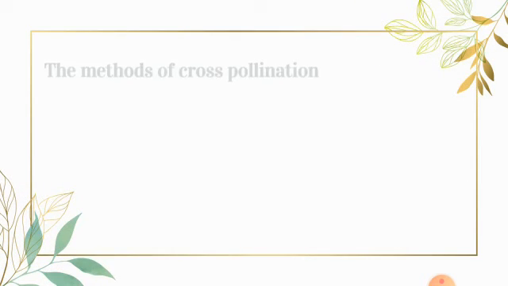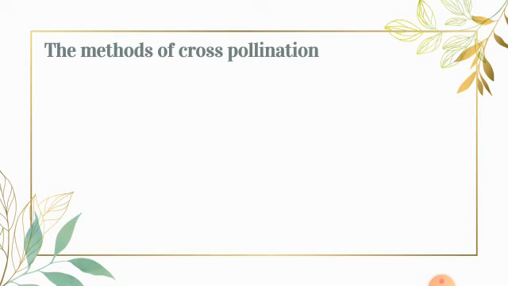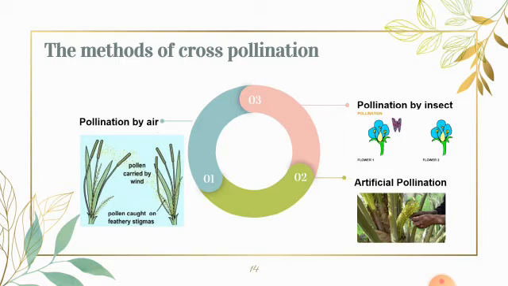Cross-pollination has three methods. First, pollination by air, which in order to happen, the anther has to be hanging to be easily opened by air, and the stigma must be feathery and sticky to catch pollen grain. Second, pollination by insect, which requires the pollen grain to be sticky and to have coarse surface. Third, the artificial pollination, which takes place by the help of man as palm tree.